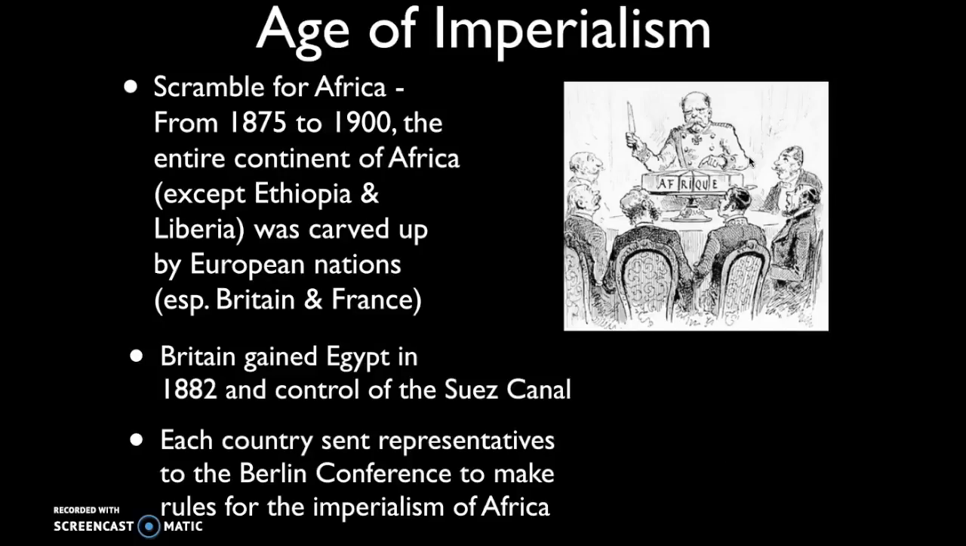In 1885, European nations and the United States sent representatives to the Berlin Conference, ultimately to make rules for the imperialism of Africa. So while they didn't actually claim any territory, that would later be done through military occupation and through various land negotiations with various African rulers. The Europeans were able to eventually imperialize and control nearly all of Africa.